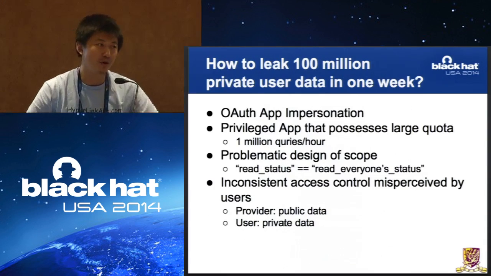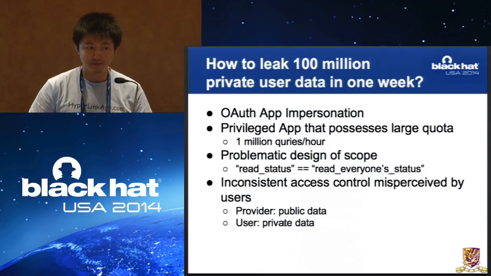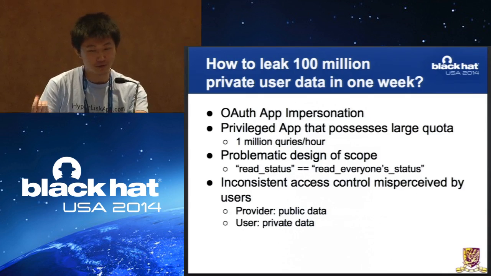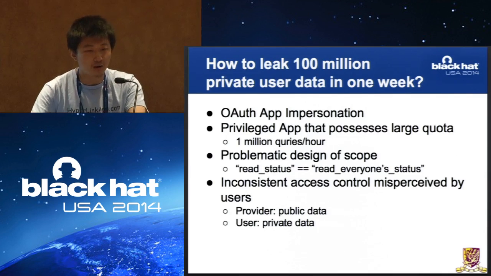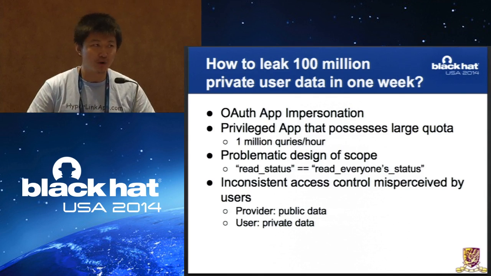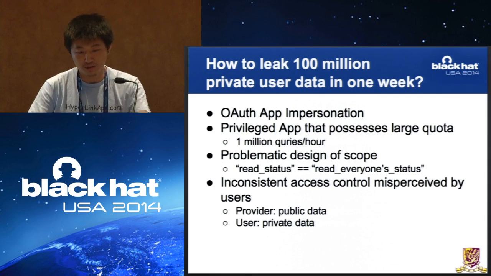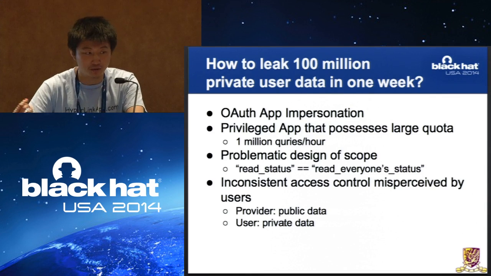Okay, so let's recall what factors make this problem: 100 million private user data in 1 week. First is the OAuth impersonation, because given this problem, you can impersonate another app. The second is that there exists a privileged app. If all the apps are born equal, then there's no incentive to impersonate others, right? However, since they are not equal, you have an incentive to impersonate others, and it gives you the rate.